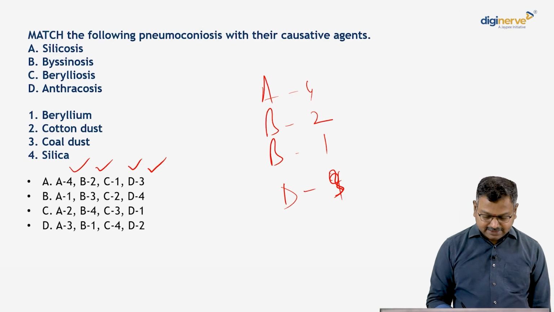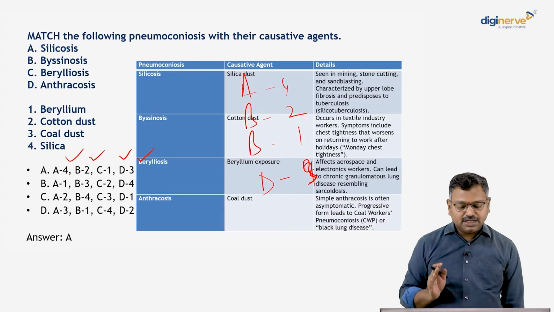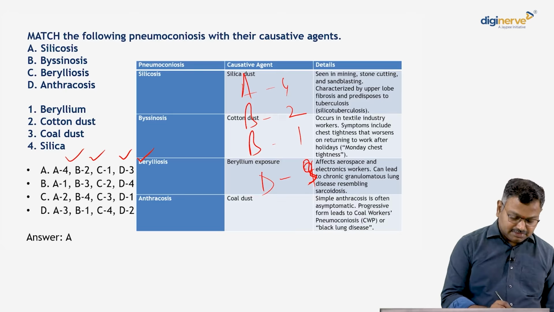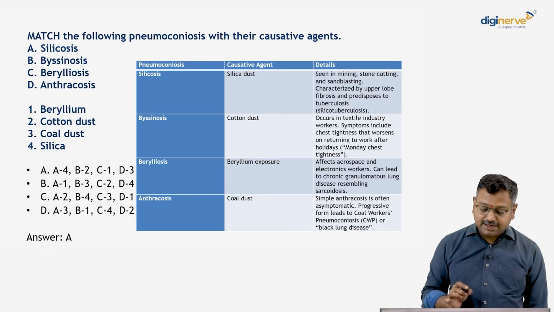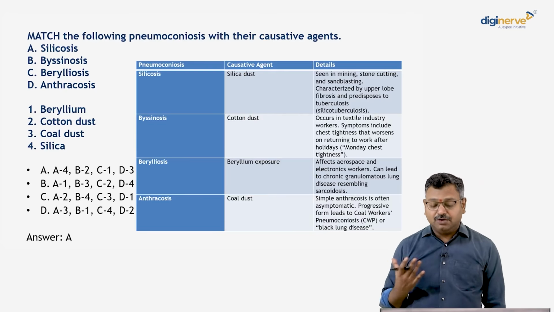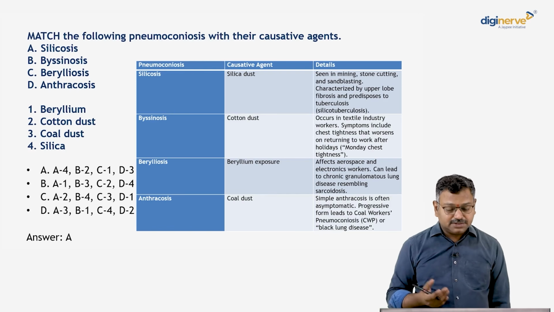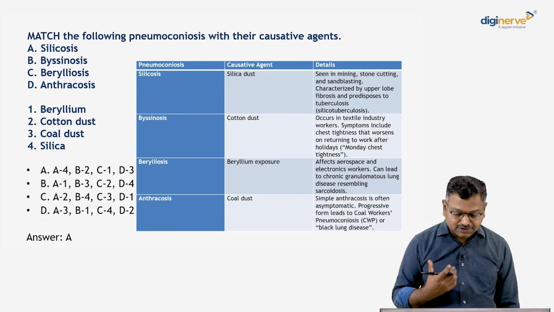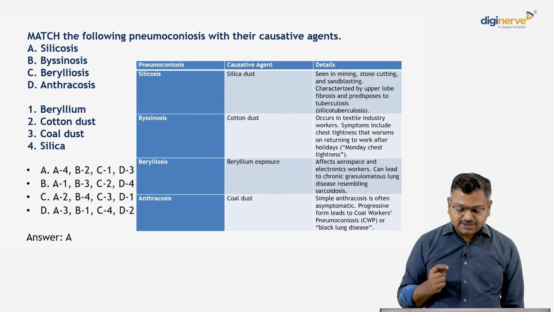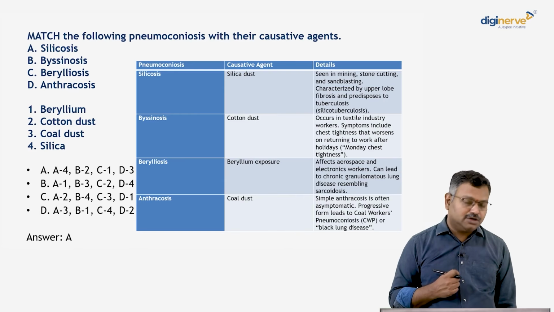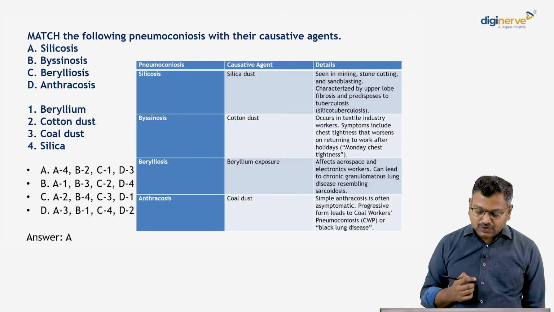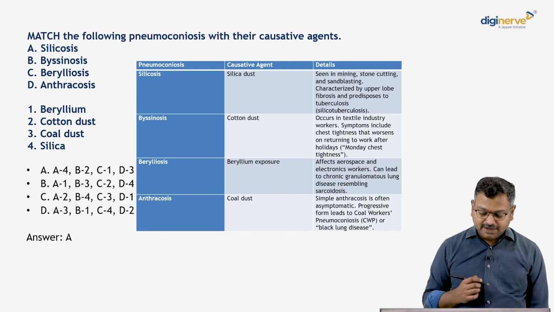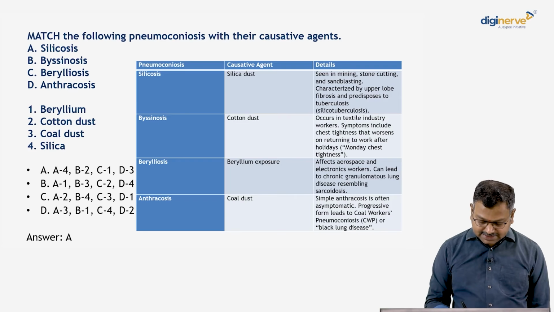So the answer is A. Silicosis is basically silica exposure in sand blasting industries, and is characterized by fibrosis predisposed to tuberculosis. Cotton dust classically causes the Monday chest syndrome. Beryllium is used in electronics and aerospace, and produces chronic granulomatous lung disease. Coal dust produces black lung disease. Anthracosis or progressive massive fibrosis can also be seen.